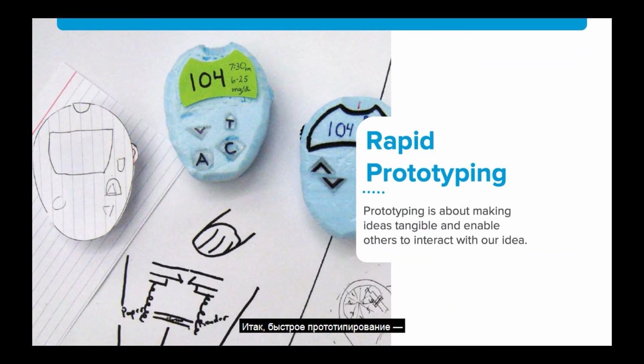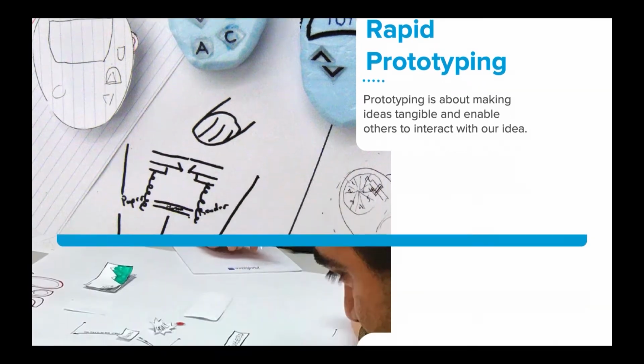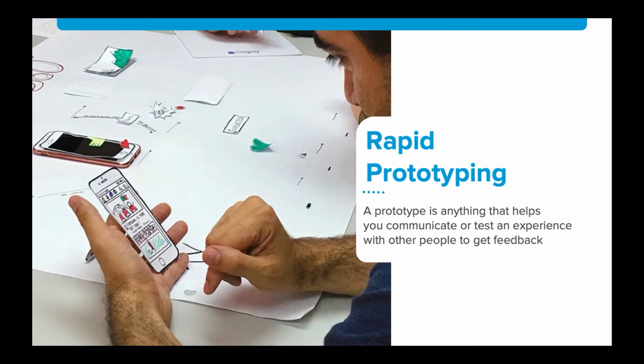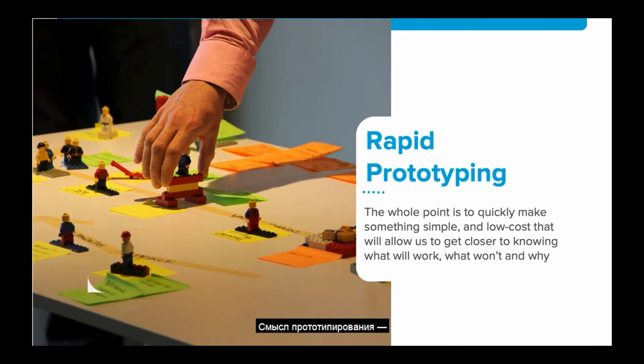So, rapid prototyping is about making your ideas tangible and enabling others to interact with your idea. A prototype is really anything that helps you communicate or test an experience with other people in order to get feedback. And the whole point of prototyping is to quickly make something simple and low cost that will allow us to get closer to knowing what will work, what won't, and why.